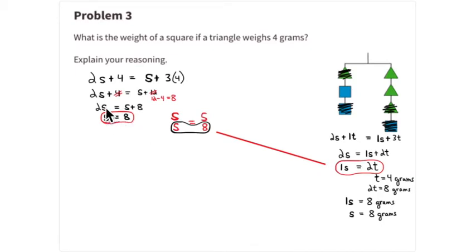I can subtract a square from this side and subtract this 1 square right here, and you're left with 8. You can also visualize this as 2 squares are equal to 1 square plus 8. Well, if this square equals this square, you can get rid of them, and you're left with just 1 square is equal to 8, which matches what we got over here. 1 square is equal to 2 triangles. 2 triangles equals 8 grams. So 1 square equals 8 grams.